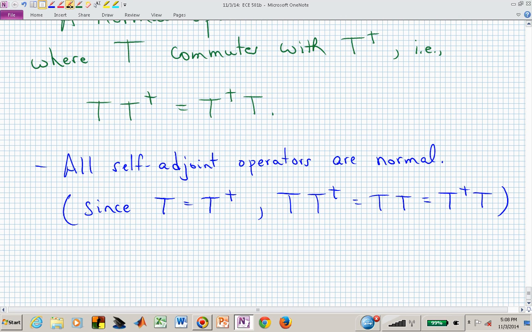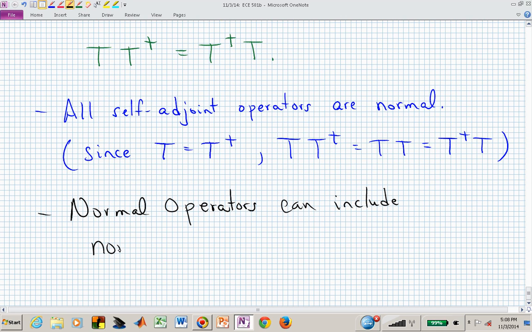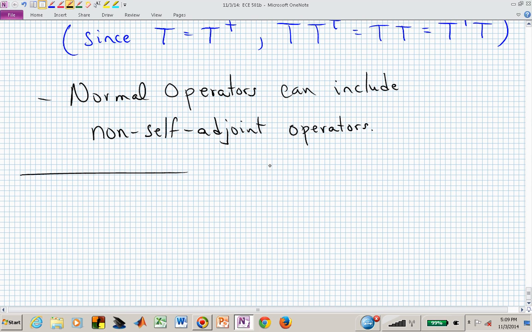However, normal operators do not have to be self-adjoint. Normal operators can include, I just felt like hyphenating, non-self-adjoint operators. Let's look at an example that's in the textbook, just to convince ourselves that that's true.